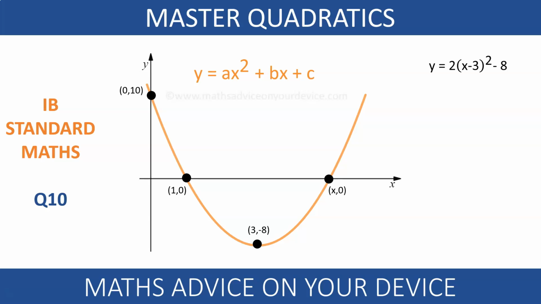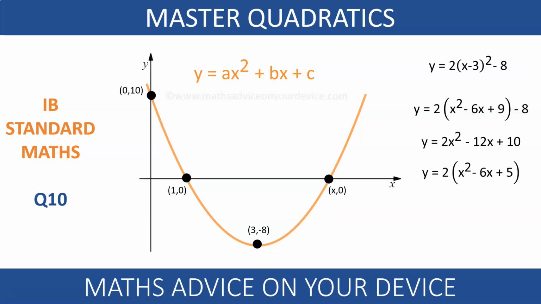Finally, we expand and simplify the quadratic. A is 2, b is minus 12, and c is 10. Factorizing it completely, we can check that indeed the first x-intercept is 1 and the second x-intercept is 5.